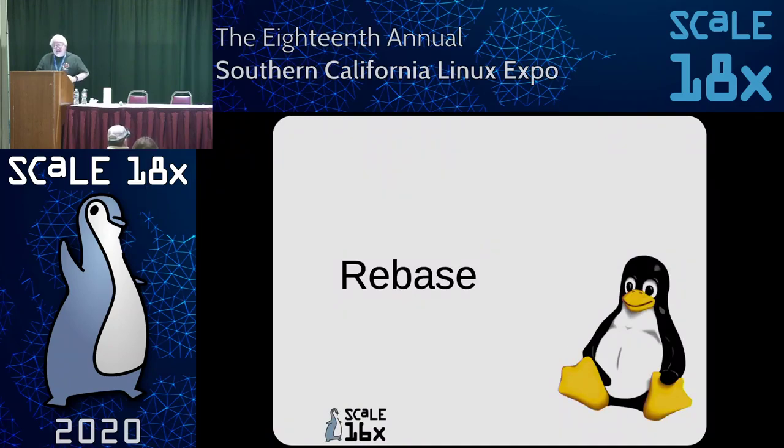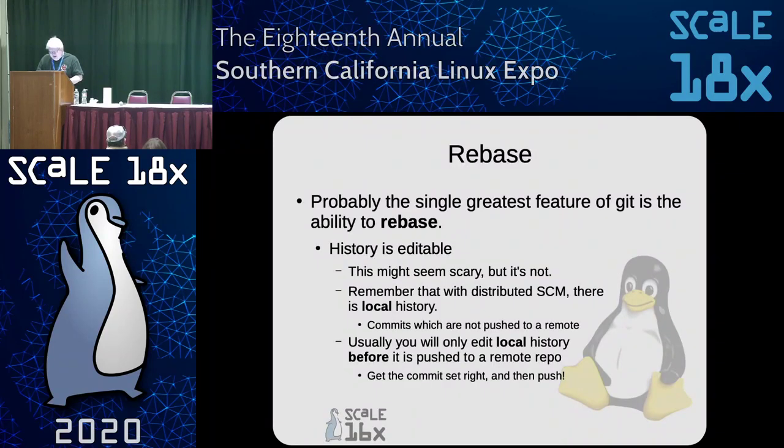Now, rebasing. And this is the concept that I found really hard to wrap my brain around for the longest time. But it's really powerful. Probably the single greatest feature, in fact. Remember that in Git, the history is editable. So this might seem scary, but really it's not. It's a huge benefit.